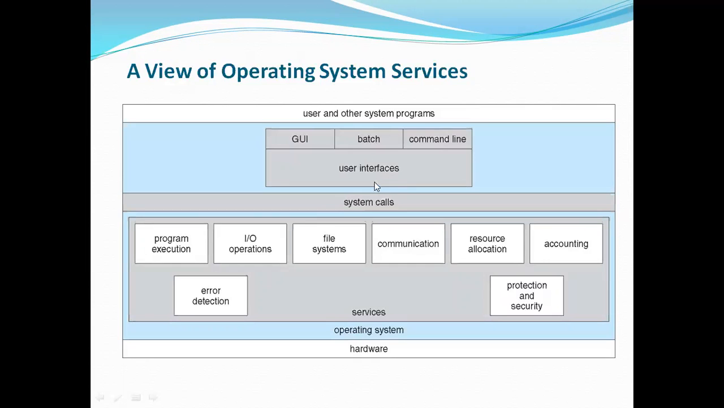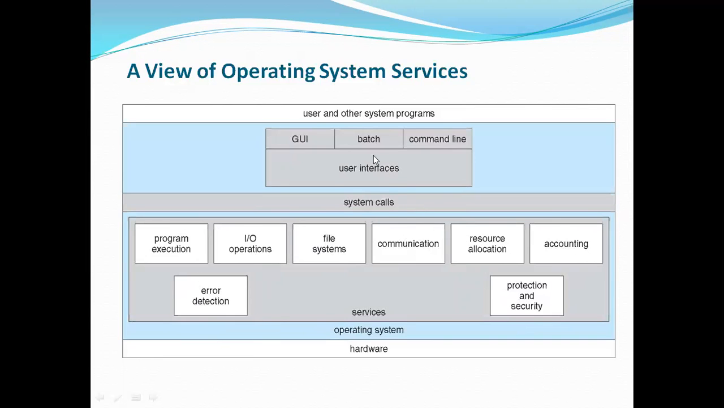Other than this service there are some more services. Let's have a look at the services. One of the services is program execution. Next is IO operation, file systems, communication, resource allocation, accounting, protection and security, error detection. All these services are provided by the operating system.